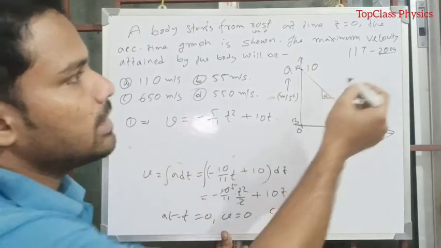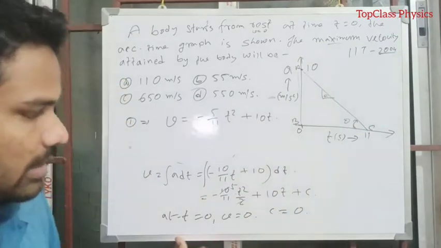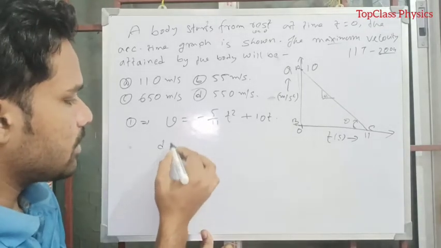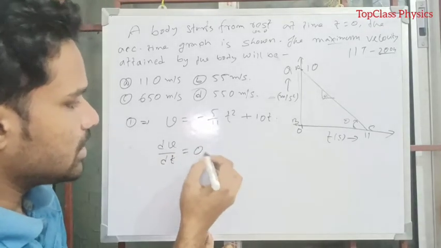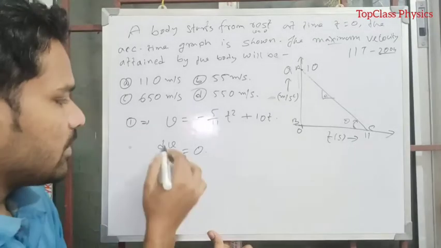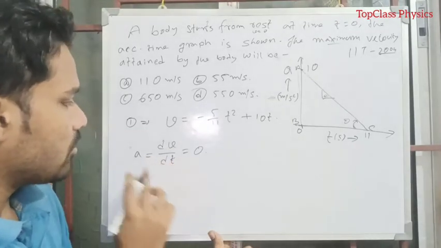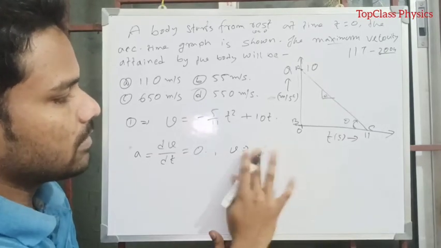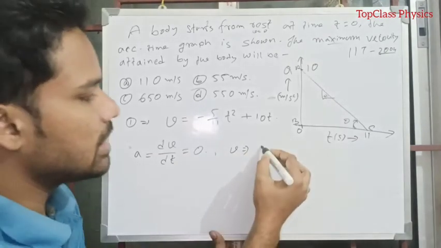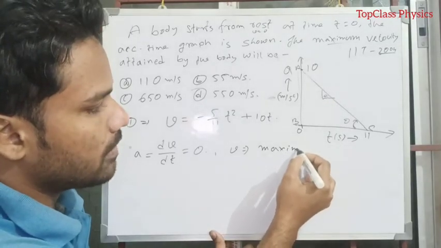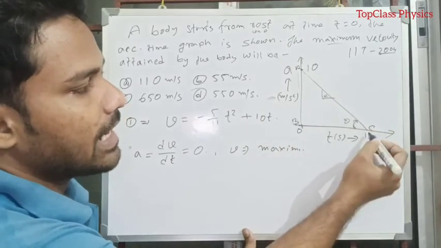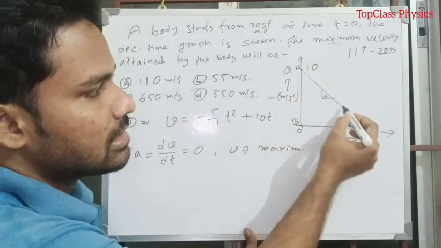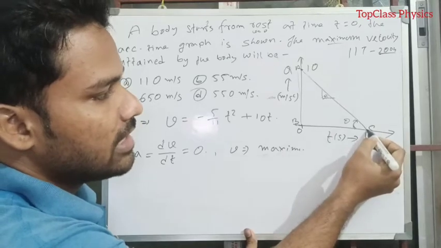Here I am to find the maximum velocity. For maximum velocity, dv by dt must be 0. What is dv by dt? That means acceleration. Where acceleration is 0, velocity is maximum. Where acceleration is 0, velocity attains maximum. Here you can see directly from the graph that the acceleration value is 10, then decreasing, and it is 0 at t equals 11.